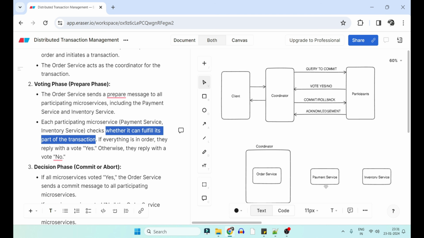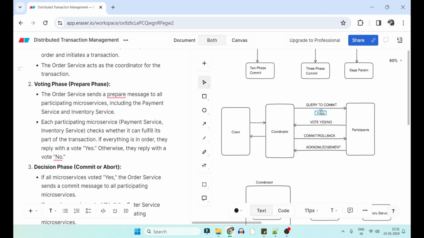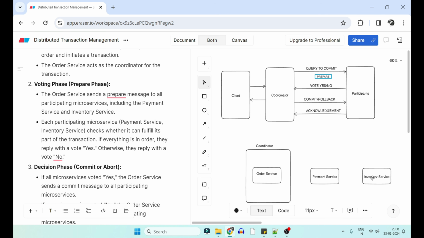So payment service says, oh, I do not have any payment details. I cannot take the payment. So in that case, it will send, no, we are not prepared. So order service sends a prepare message to all the participants. Once the prepare message is sent, and all the microservices say yes, they are ready. By reducing the inventory, we are still in a consistent state and I have proper payment details with me. We are ready to place an order. So all the participants vote with yes or no.